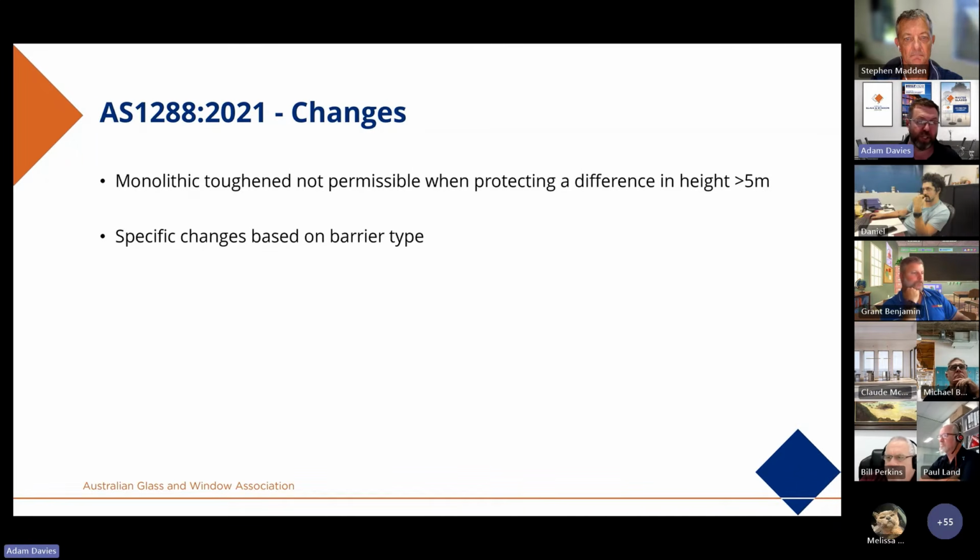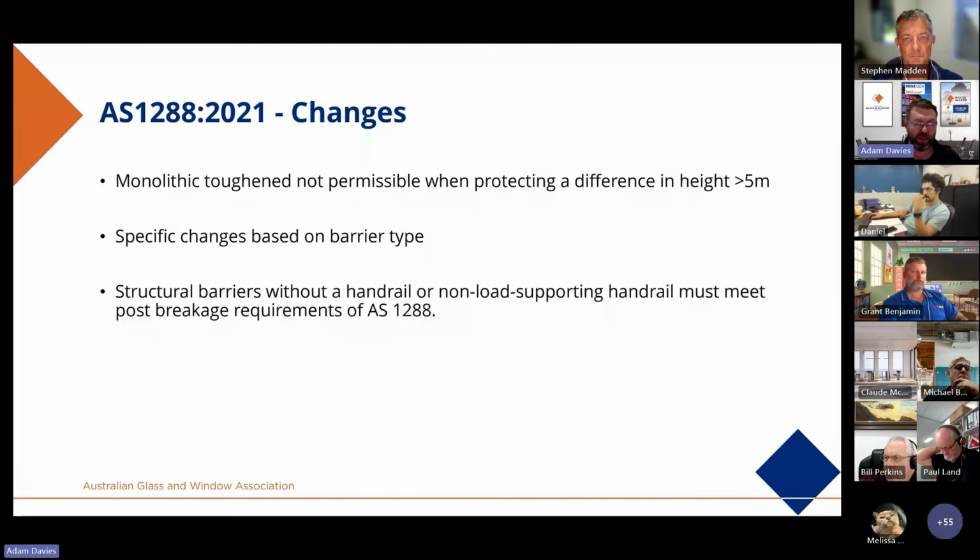There are some specific changes based on barrier type, which we will go through a little bit further on. And importantly, in 2 of the last major changes, there is now a requirement for structural barriers that do not have a handrail or a load supporting handrail. They must now meet an additional performance characteristic, and that is a post-breakage requirement. I will talk about post-breakage in a few later slides.